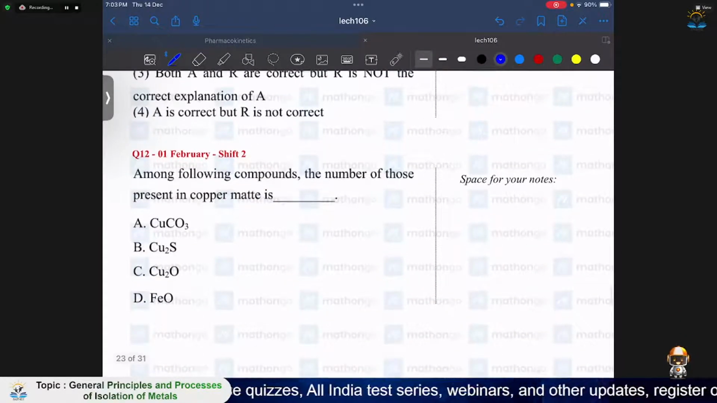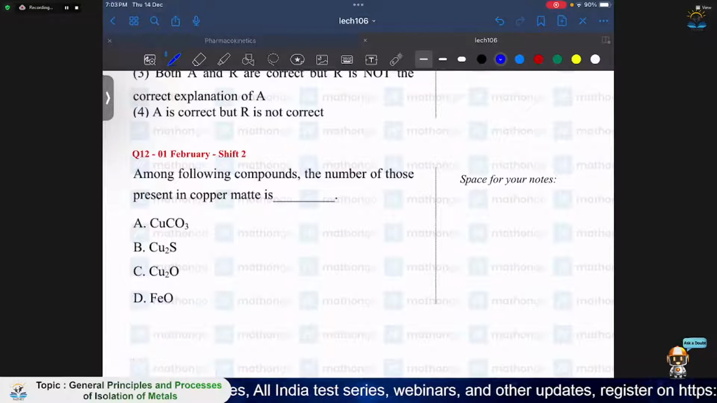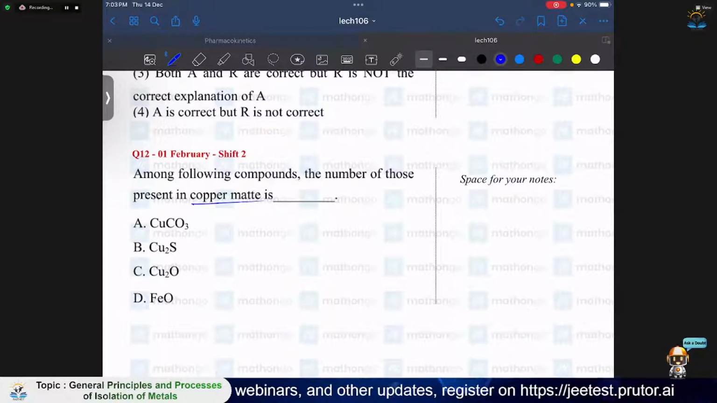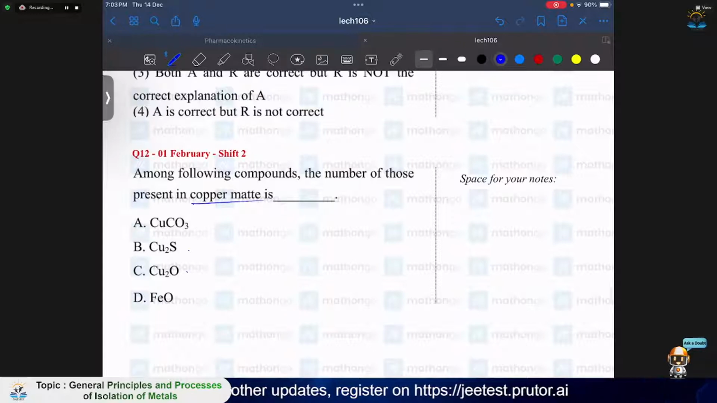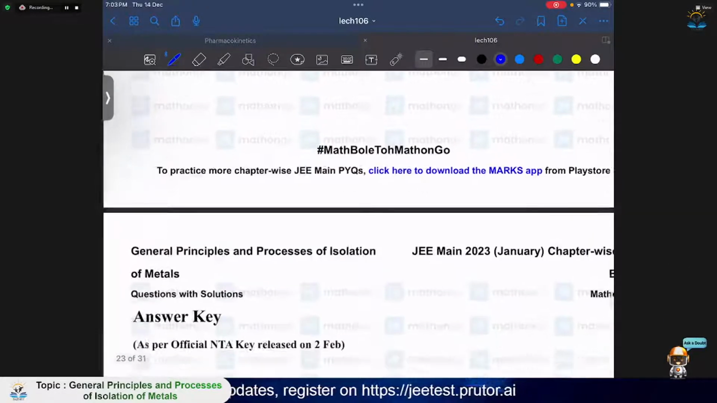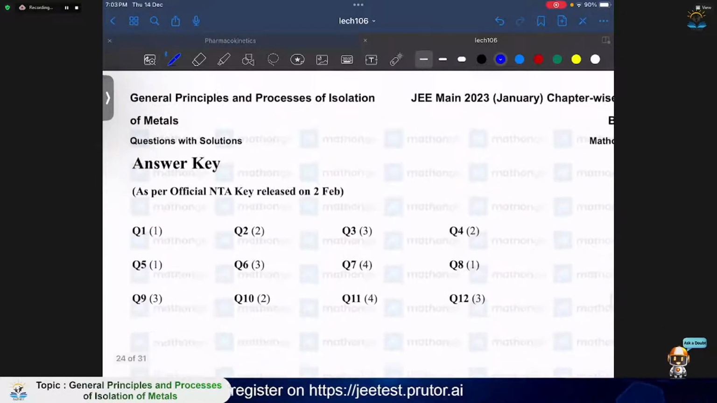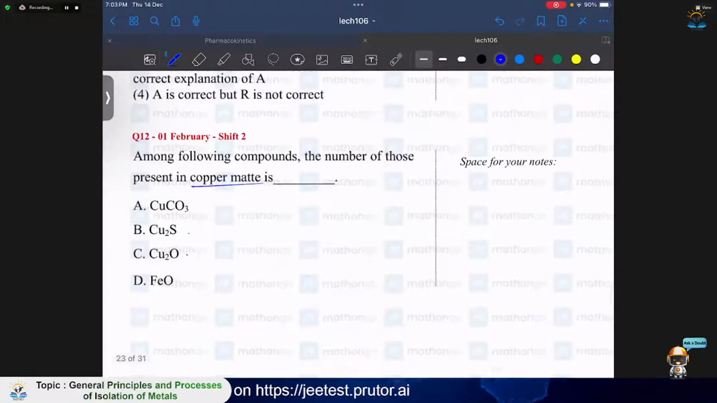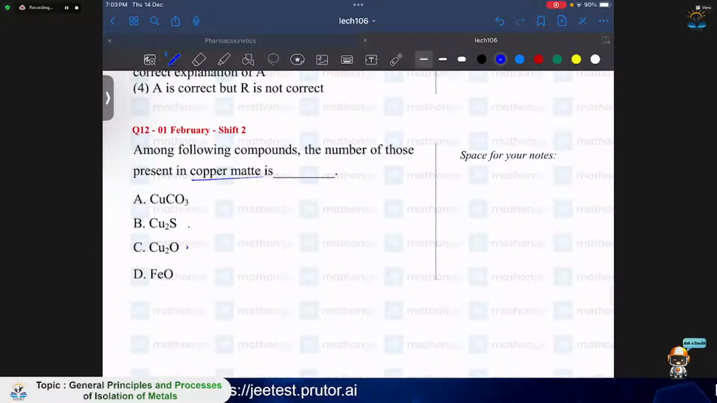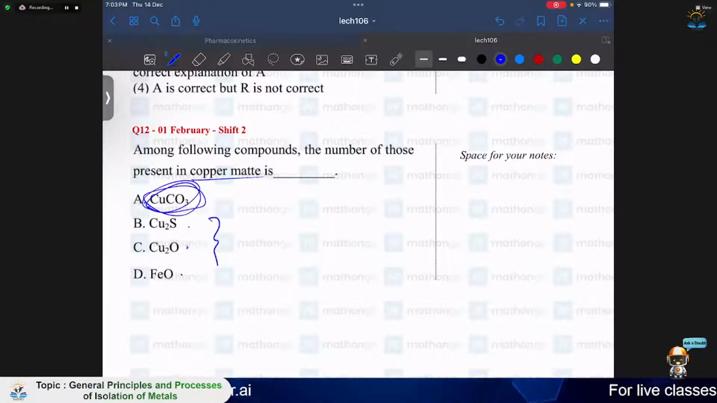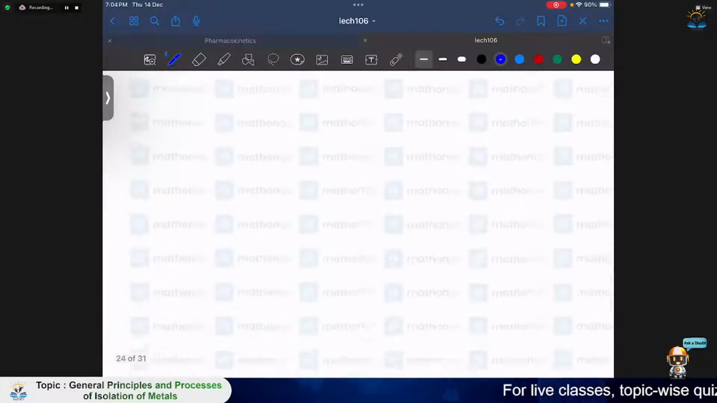Okay, which of the following is present in copper matte? Copper matte, you will get copper sulfide, copper oxide, iron oxide. Carbonate you won't get. So yeah, three: copper sulfide, copper oxide, and iron oxide.